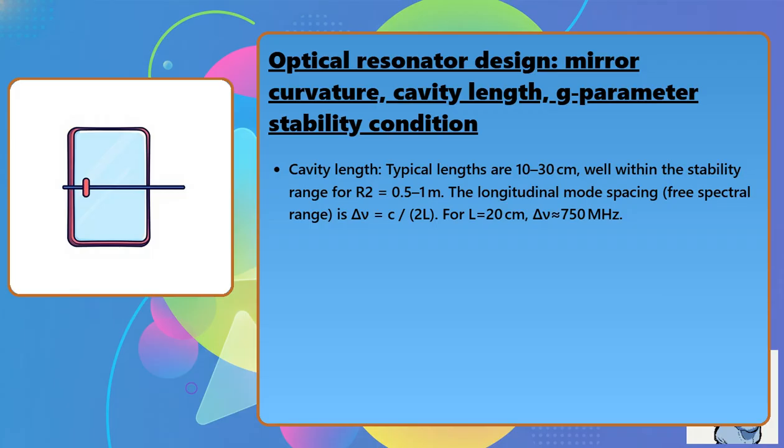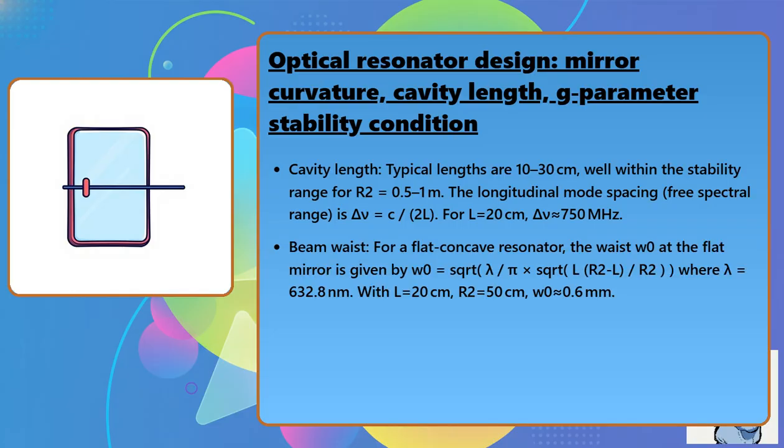Cavity length: typical lengths are 10 to 30 centimeters, well within the stability range for R2 equals 0.5 to 1 meter. The longitudinal mode spacing, free spectral range, is delta nu equals c divided by 2L. For L equals 20 centimeters, delta nu is approximately 750 megahertz.